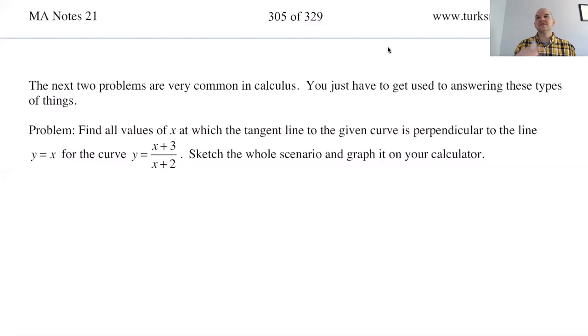Where's a function increasing? Where's it decreasing? Where does it have a maximum, a minimum? Let's look at this question, which is like none of those. Find all values of x at which the tangent line to the given curve is perpendicular, right? So perpendicular means at right angles to the line y equals x. For the curve, y equals (x plus 3) over (x plus 2). Sketch the whole scenario and graph it on your calculator.